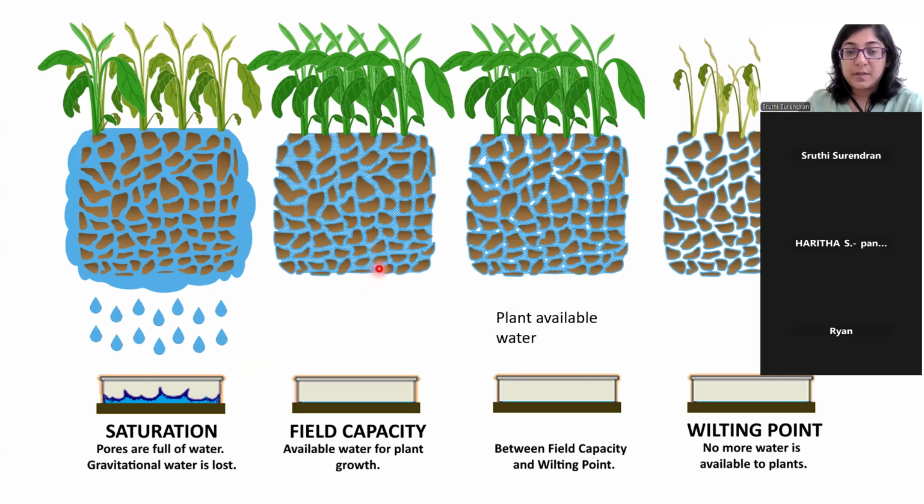Now, the difference between the field capacity and the wilting point, or the quantity of water that is available between this field capacity and the wilting point, is called the plant available water.